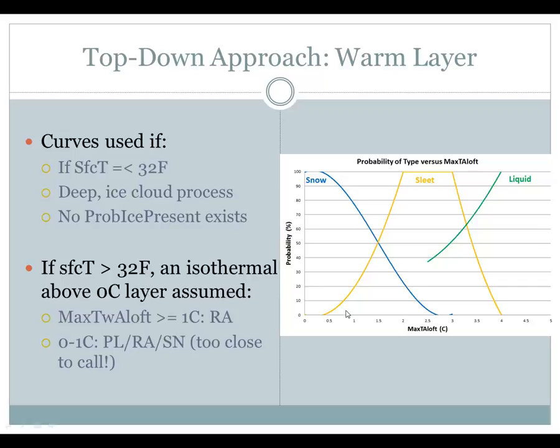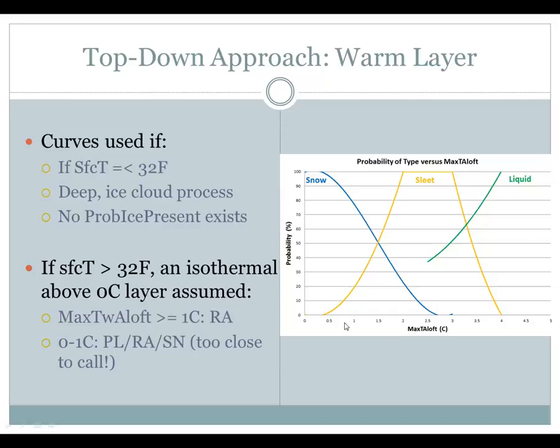And just a reminder that when the top-down approach is used within the probability of weather type, we use this curve to diagnose precipitation types from that maximum wet bulb temperature aloft. And so in this scenario, if your surface temperature is less than 32 degrees, basically we have an elevated warm layer, and it is a deep ice cloud process and no probability of ice grid exists. These curves are used to diagnose the precipitation type.